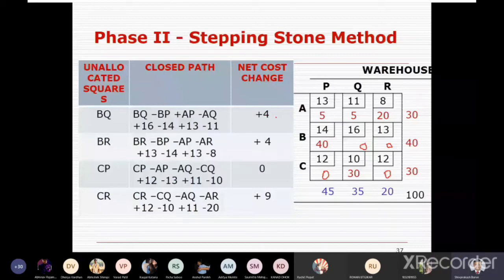And if we calculate the net cost for all these 4 unallocated cells, we are getting this +4, here it is +4, 0, and +9. So it indicates that there is no negative value and all the values are either positive or 0, so this is the final solution, or for this solution, no more improvement is possible.